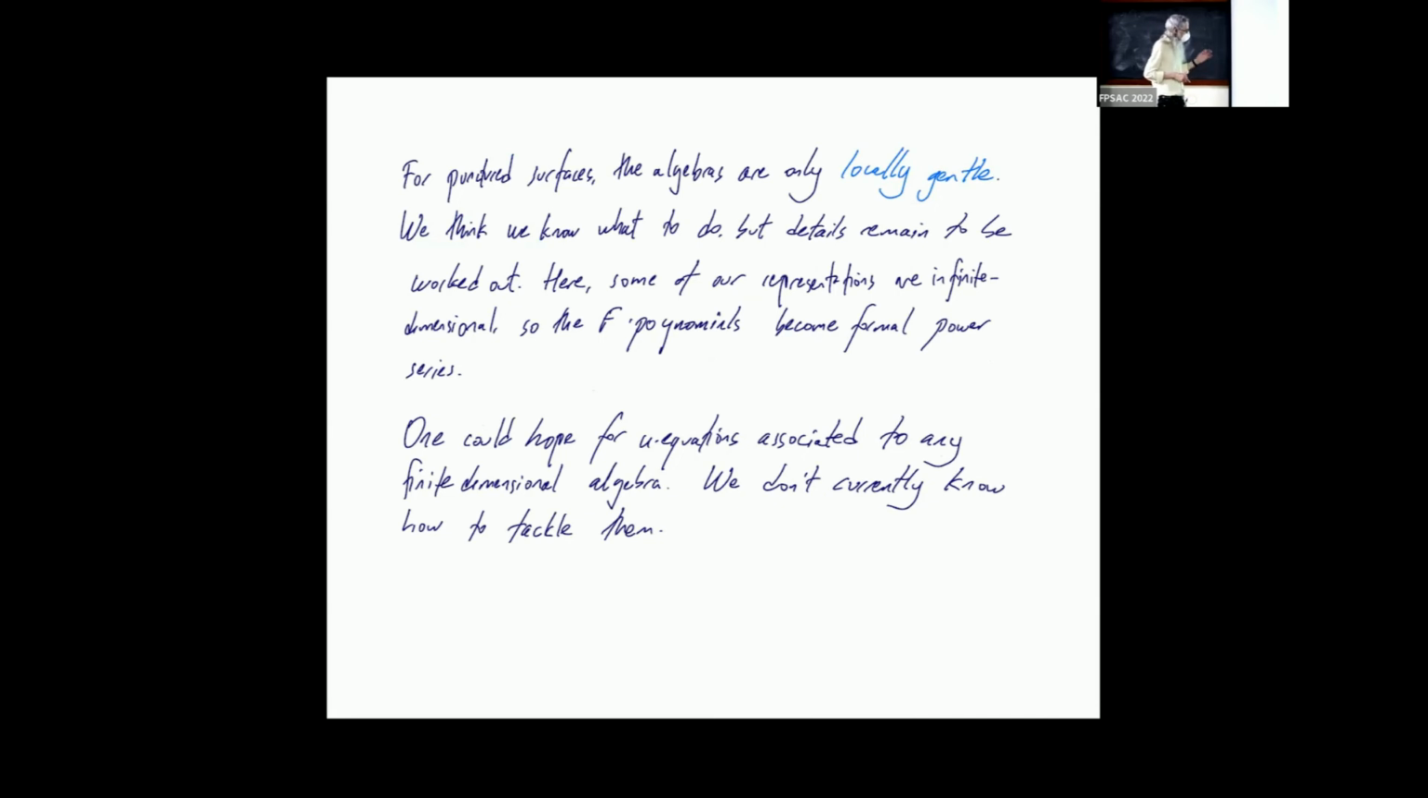Some of our representations are infinite dimensional, and that means that the F polynomials become formal power series. So I wanted to mention that since we are at FPSAC. Anyway, this is a little bit more complicated, but should also work.